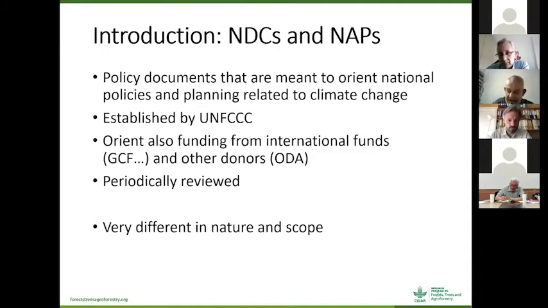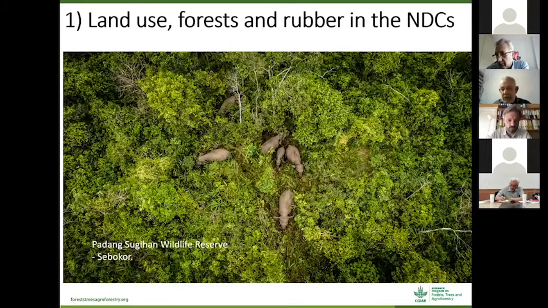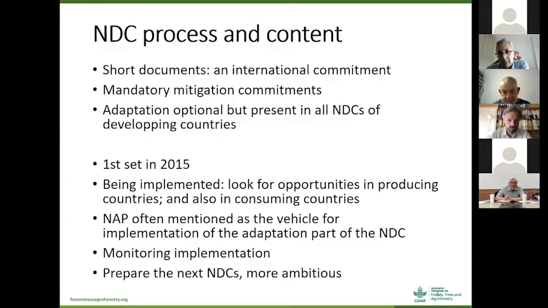They are, however, very different in nature and scope, and this is why I'm going to deal first with NDCs and then with the NAP. So the NDCs are very short documents. They are an international commitment, what a country promises to do to the international community. So they may be just a few pages with broad orientations. They need to include mitigation commitments. This is mandatory. The adaptation part is optional, but all developing countries have included an adaptation part. As Vincent has said, the first set has been prepared in 2015, and we are now in their implementation. They have started this year, in fact.